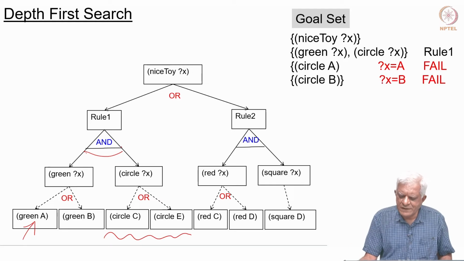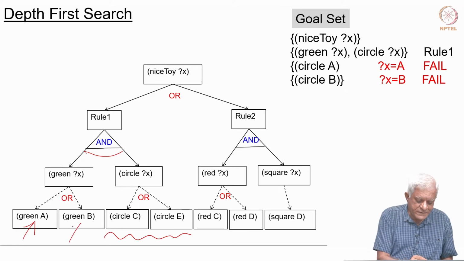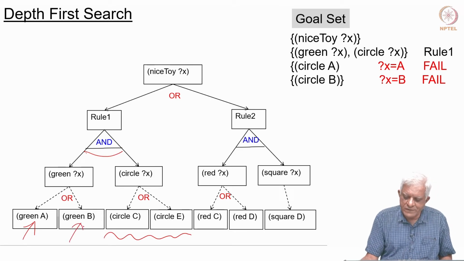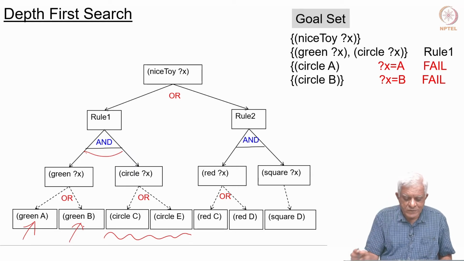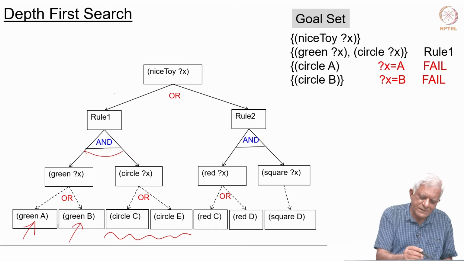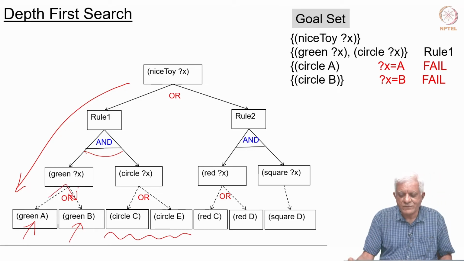So, the algorithm will backtrack and say okay, maybe we can try B because you know that B is green. Then again we go and look for whether B is a circle or not, and again it fails. So, you can see the pattern of search that is here. You went down one branch, then you came back and tried something else and so on. So, there is a flavor of depth first search here.